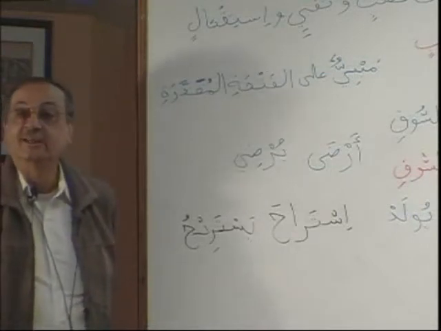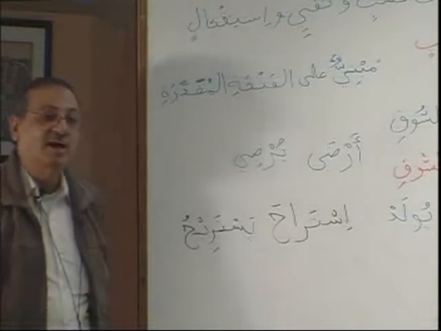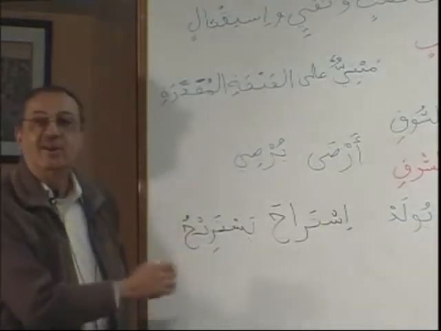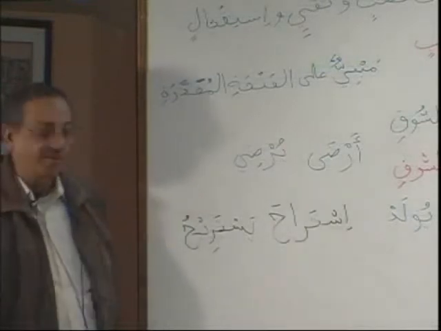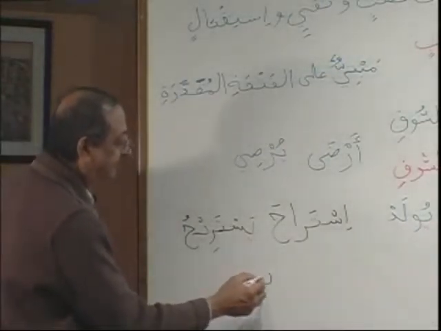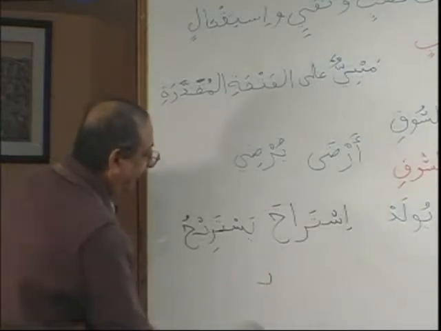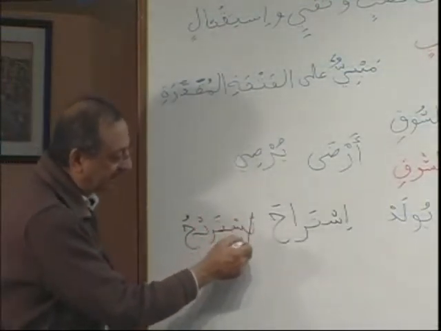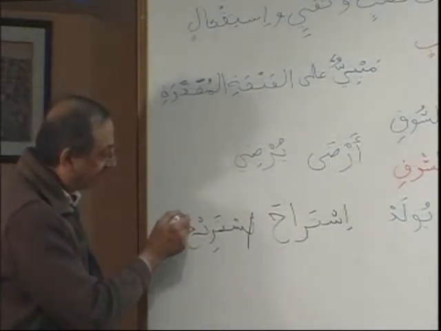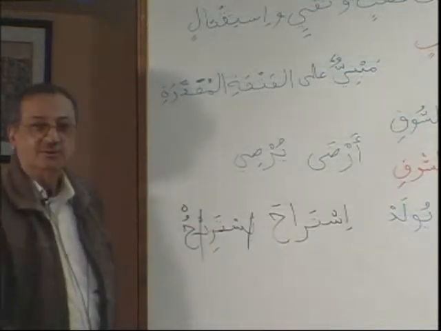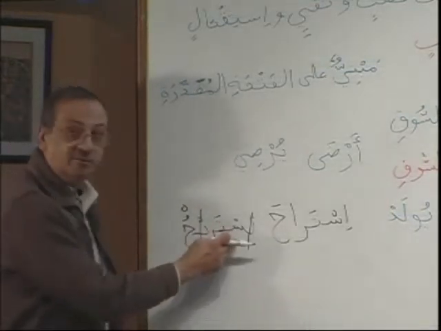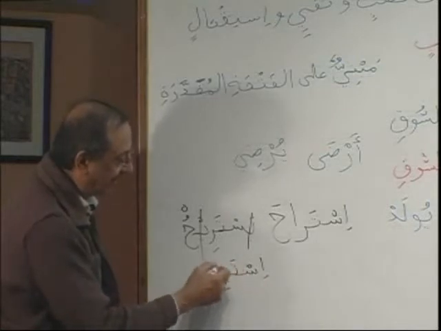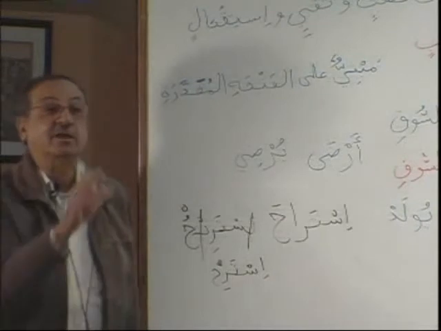Tastarihu, tastarihani, tastarihuna, tastarihina, tastarihani, and then tastarihna. Tastarihna, this ya will be dropped. Okay, brothers and sisters, so I'm writing here. First, let us make singular. Suppose this is tastarih. I drop this, and then I have to give a sukoon here. So I have to drop this. What is left now? I cannot pronounce it, so I have to get a hamza. So it will become istarih. If I say istarih, take rest.